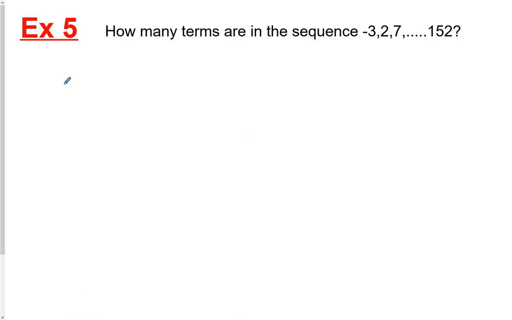Now we're going to try a little variation on this. We're going to try and figure out not what is our general formula necessarily. We might need that. But we want to figure out how many terms are in this sequence. It starts at -3, and then the pattern continues all the way up to 152 and then stops. So we've got our dots in between, and that tells us there's some numbers in between there, but we don't know how many.